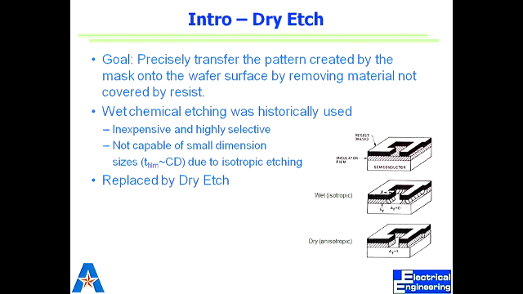Wet chemical etching, as I told you, is very selective and cheaper, but the problem is that a high aspect ratio cannot be attained with the help of wet chemical etching. It cannot be used for very small dimensions. So that's why we move to the dry etching. Dry etching replaces wet chemical etching whenever we need a very high aspect ratio.